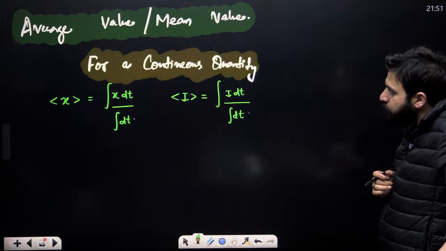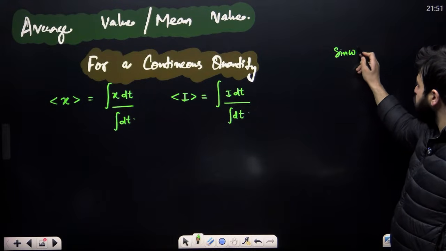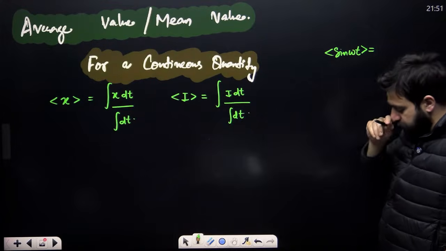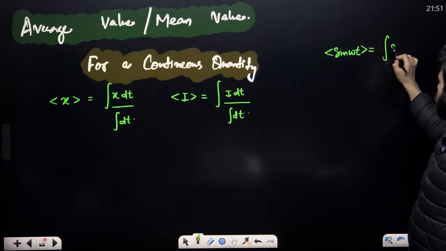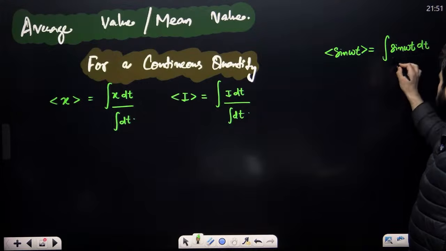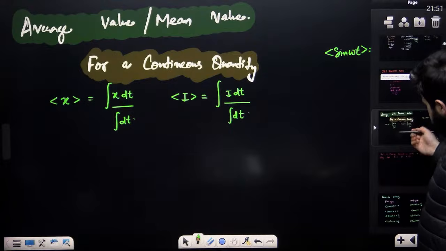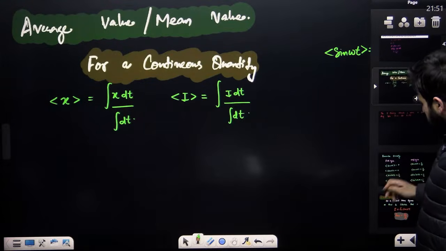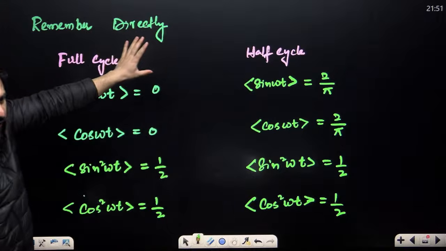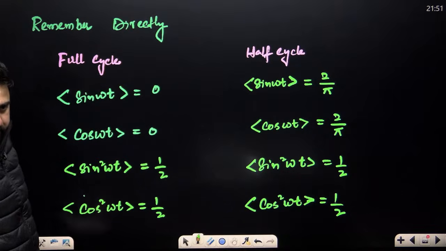Let's suppose you have sine of omega t. How can you find the sine omega t's average? Put this in the brackets. So integration of sine omega t dt upon integration of dt. This is the way actually. But I would want you guys to directly remember over here. By using the same formula, we have calculated the average of sine omega t.